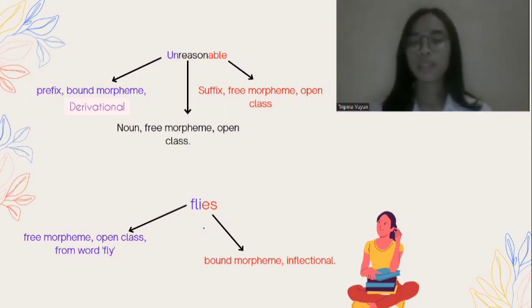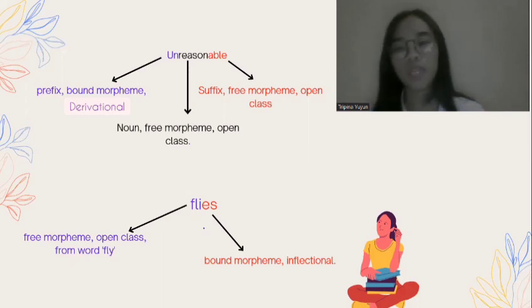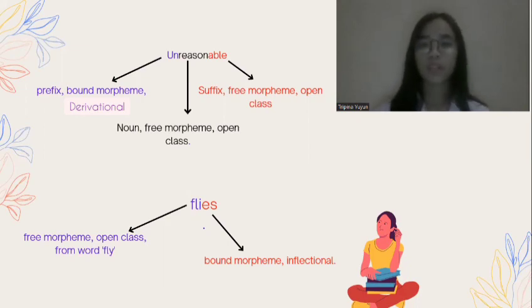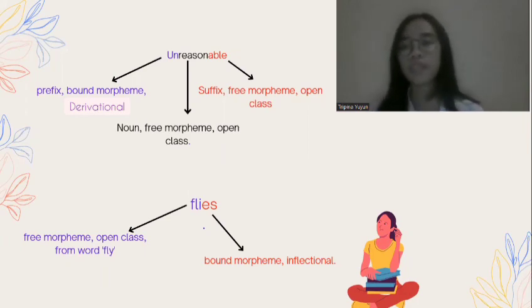And next for the morpheme or suffix es. The morpheme es or the suffix es here is a bound morpheme because it cannot stand alone, so you need to combine it with another word to have meaning, and then it's from inflectionals because it doesn't change the meaning or the class of the word, but it just indicates the plurality. So that's all for the explanation of the kinds of morphemes and their parts.